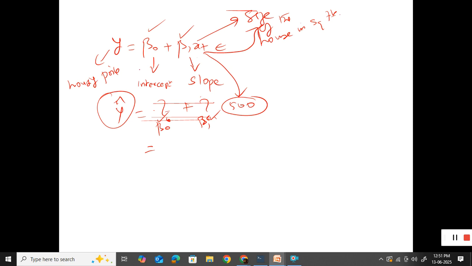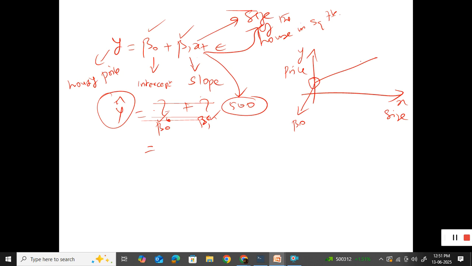So what exactly is the intercept all about? Visually, theoretically, if I draw a straight line like this, here you have the x-axis and y-axis. This is your housing price, and this is the size of the house. The line which touches the y-axis is called your intercept, beta naught.